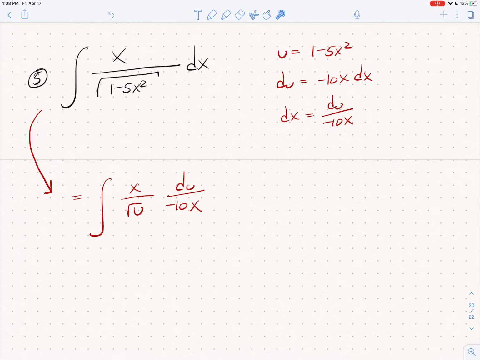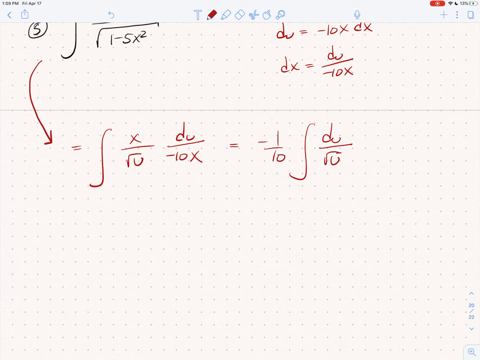Now, I just want to point out to you, if you get in a situation where the x's don't cancel, and after you've canceled everything you're left with x's and u's, that means the u substitution you picked doesn't work. You picked the wrong u, and you need to try again, or maybe there isn't a u that works. But in my case, the x's cancel, and so I get negative 1/10, the integral of du over square root of u. Yes, you can do that.